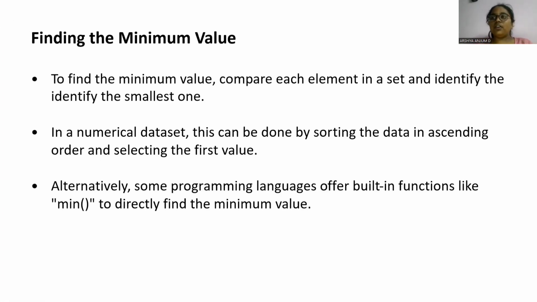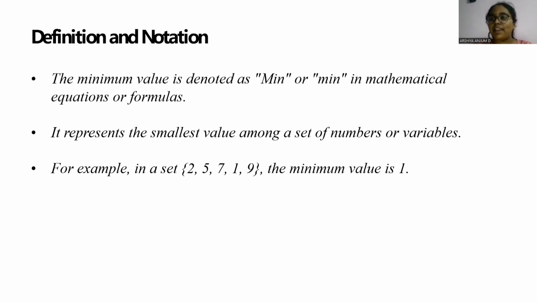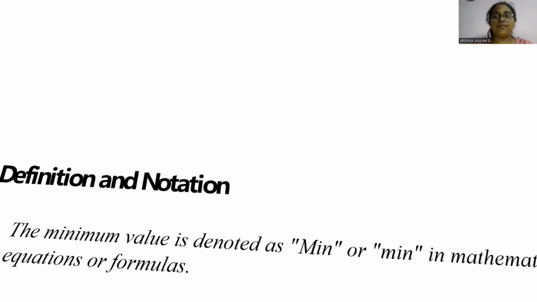So now we're going to learn how to find the minimum value. To find the minimum value, compare each element in a set and identify the smallest one. Here we have an example of 2, 5, 7, 1, 9. We have to compare each and every element. 2 has to be compared with the other 4 elements, 5 with the other 4 elements, and so on. The final lowest value which we get is the minimum value.